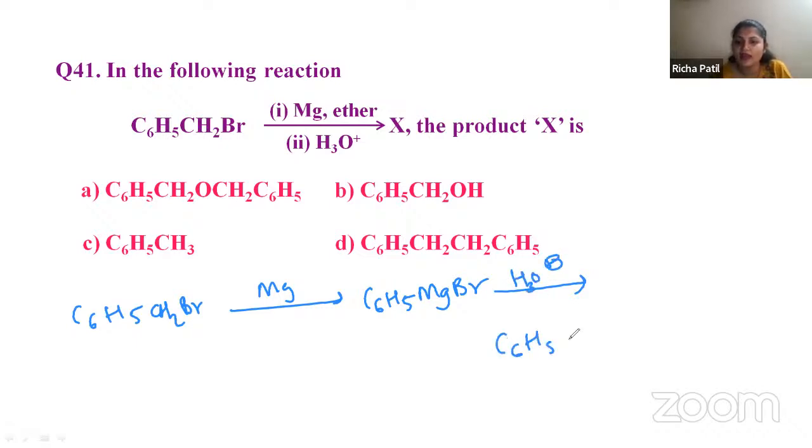C6H5, it undergoes hydrolysis. What will it form? It will form C6H5 CH2MgBr.